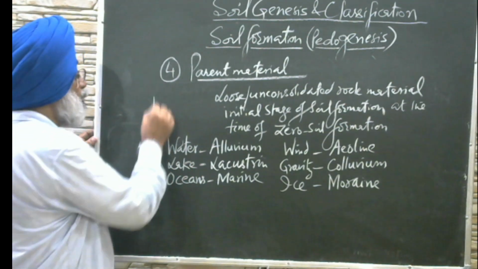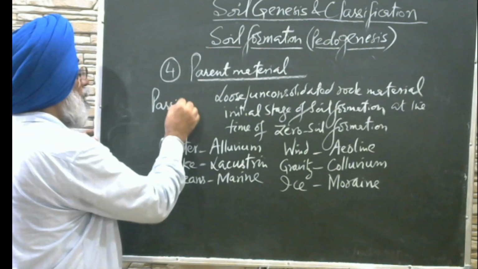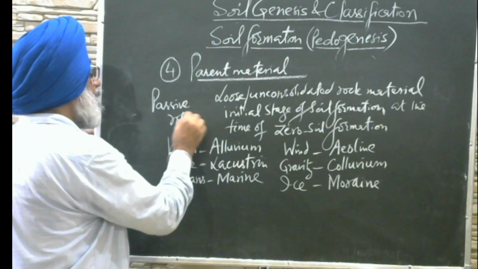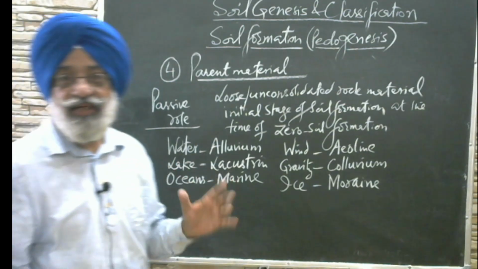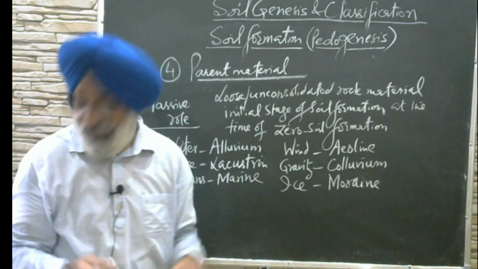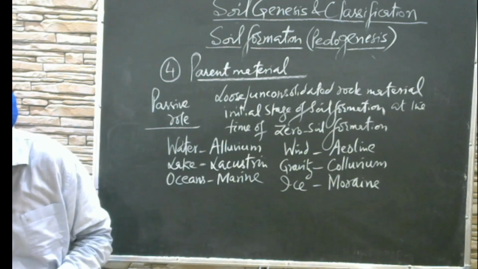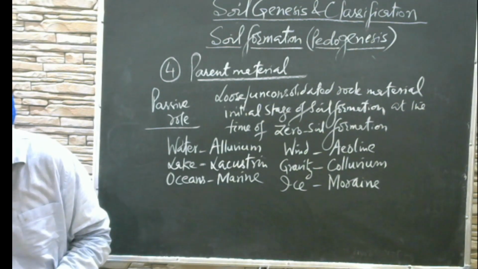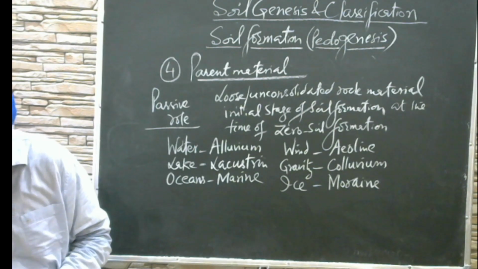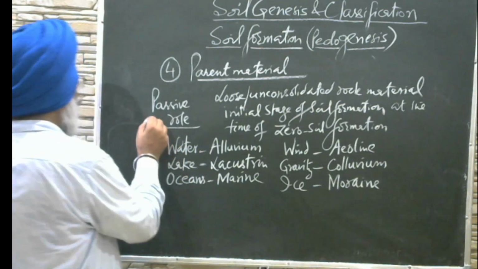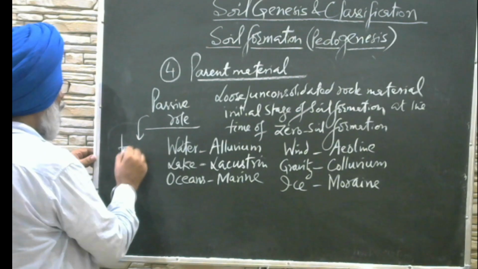Of course, it has a passive role. It does nothing but acts as a gentleman sitting while all the factors act on it. So different parent material, similar soils, effective factors are shown. Then parent material determines soil properties. It affects soil properties like texture.